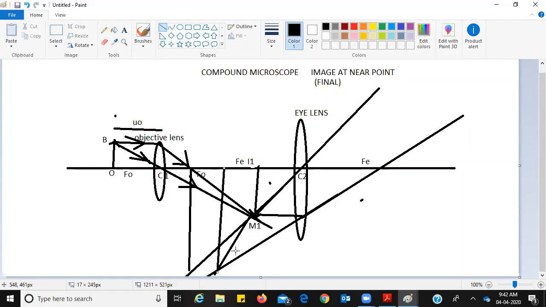So it should be formed at the focus? No, it should be formed at 25 centimeters. The final image, as I wrote on top, is at the near point. Then how can it be at the focus? We have two adjustments for a microscope. Should the image be formed at FO? No, that is wrong, I told you. It's not correct. It won't be formed at FO, it will be formed even behind this. Why? 25 centimeter is far away.